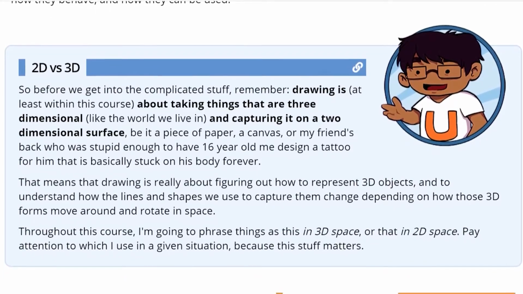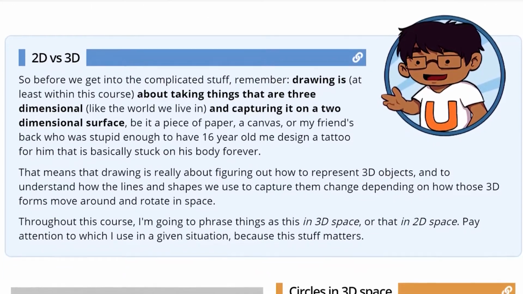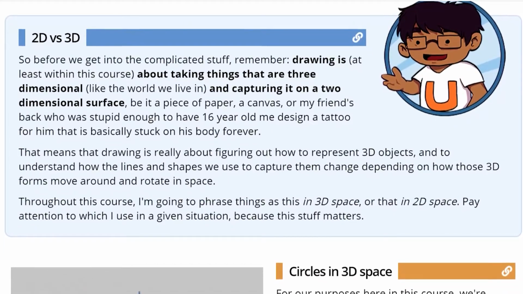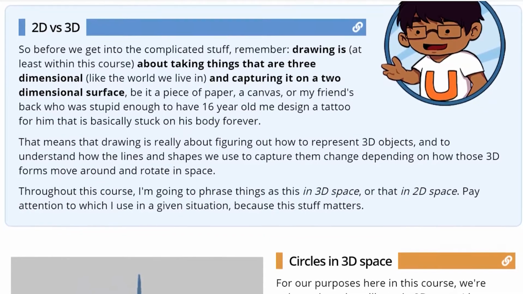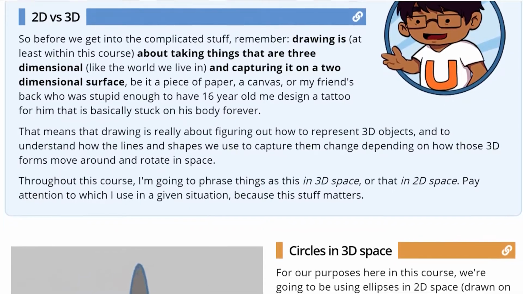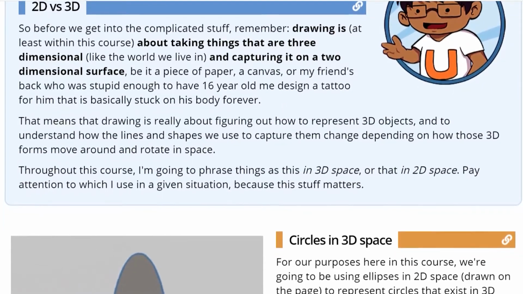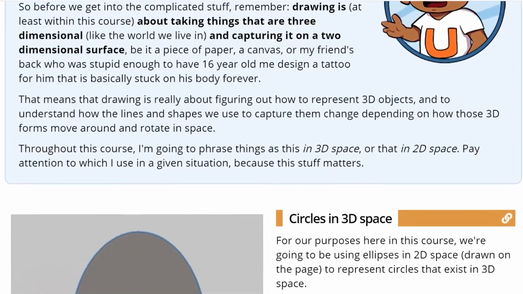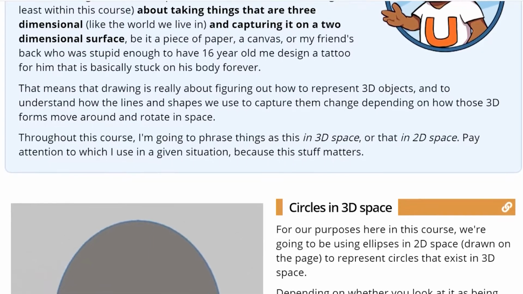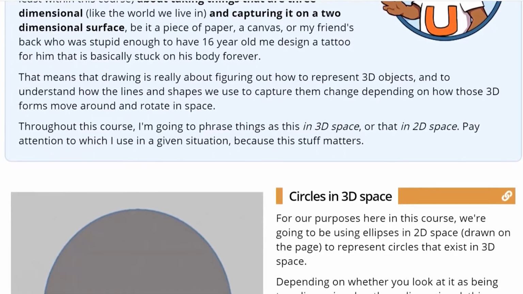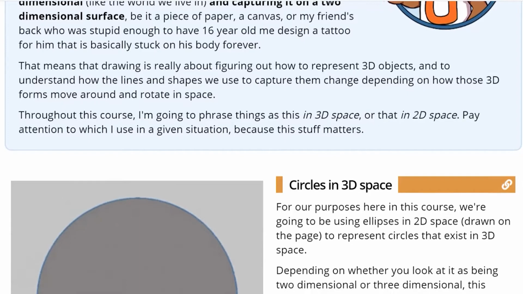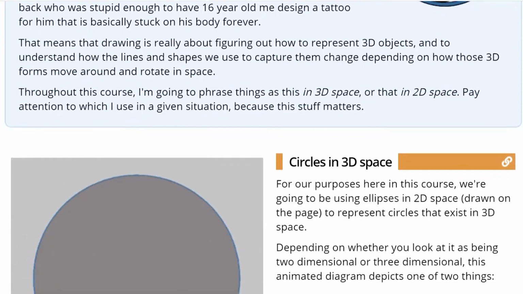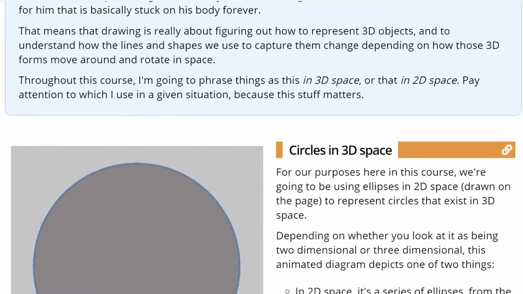That means that drawing is really about figuring out how to represent 3D objects and to understand how the lines and shapes we use to capture them change depending on how those 3D forms move around and rotate in space. Throughout this course, I'm going to phrase things as this in 3D space, or that in 2D space. Pay attention to which I use in a given situation, because this stuff matters.